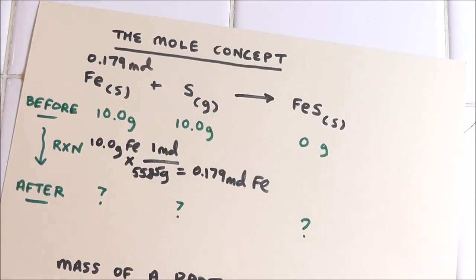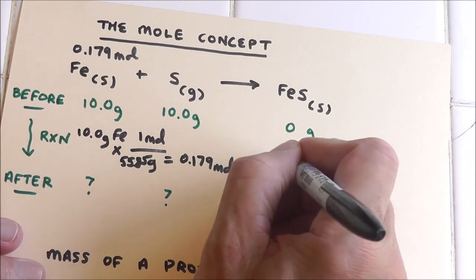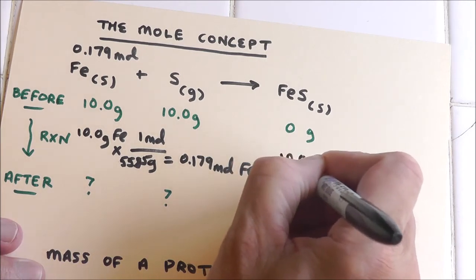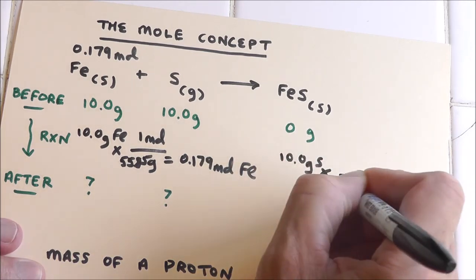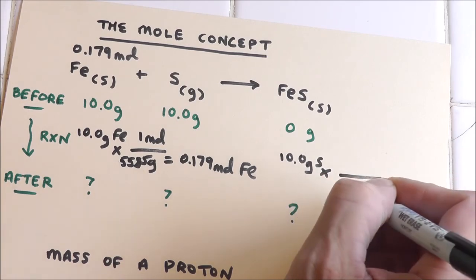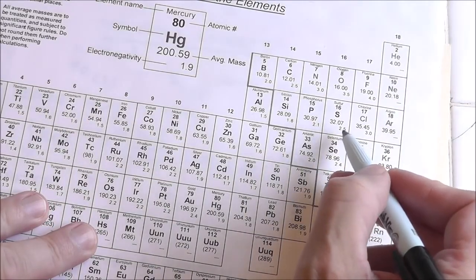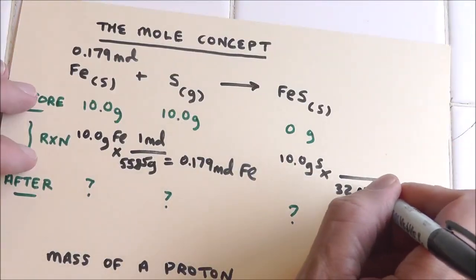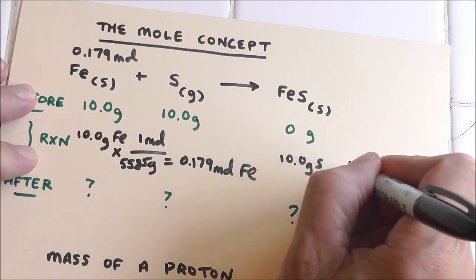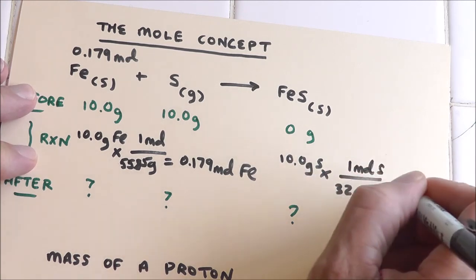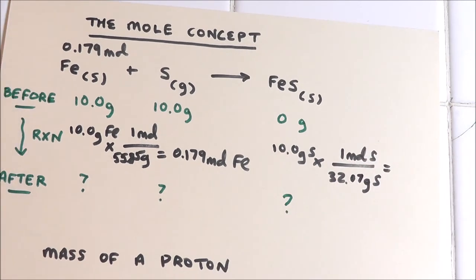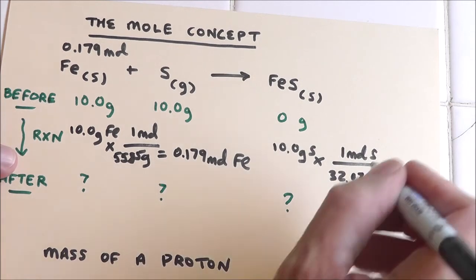Let's do the same thing with sulfur. 10.0 grams sulfur. 32, oops, made it sound like it was a magic trick. 32.07 grams sulfur, 1 mole sulfur. 10 divided by 32.07, 0.312.